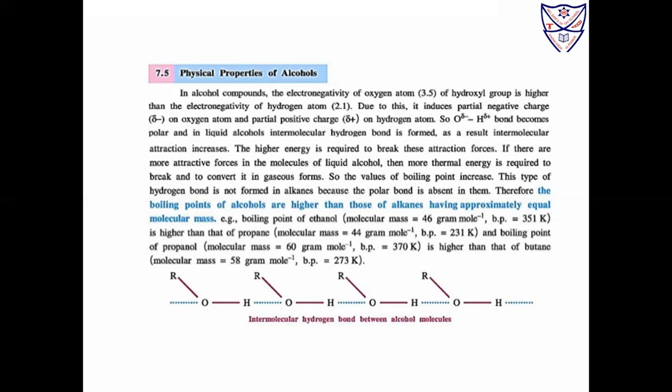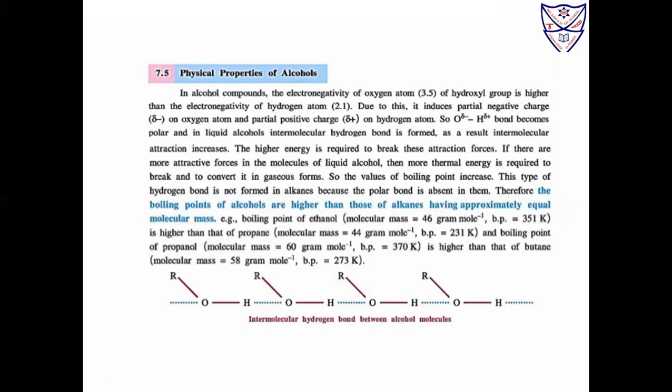And in the liquid alcohol, the intermolecular hydrogen bond is formed. So as a result, intermolecular attraction increases over here. Higher energy is required to break these attraction forces. So if there are more attractive forces in the molecules of a liquid alcohol, then more thermal energy is required. Thermal energy means what? Heat energy is required to break and to convert into the gaseous form. So the value of the boiling point increases.